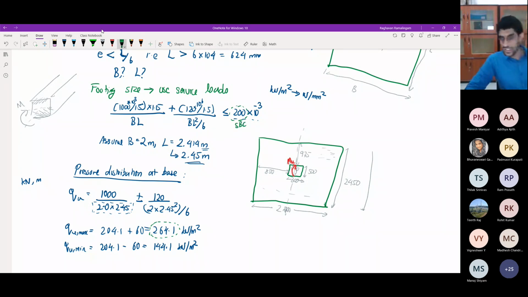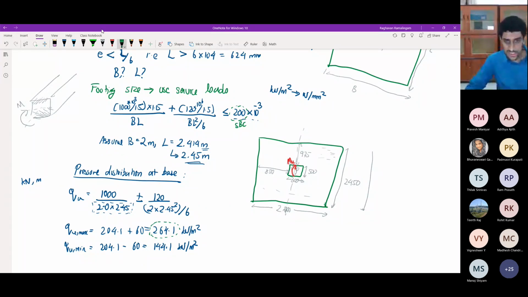You see that this is actually more than the SBC. And of course, if this is lesser than SBC, we have absolutely no confusion. We are very happy with the QU max which we get. But even though here I got 264, which is more than SBC, at this point it is not actually wrong.